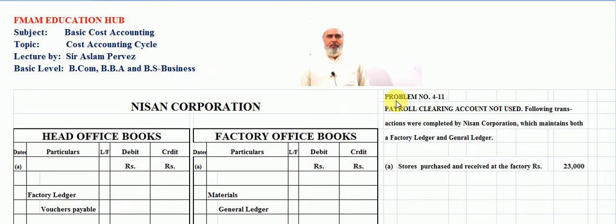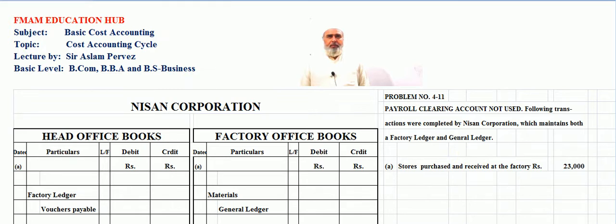Dear students, problem number 4.11, payroll clearing accounts not used. Following transactions were completed by Nishan Corporation, which maintains both a factory ledger and general ledger.